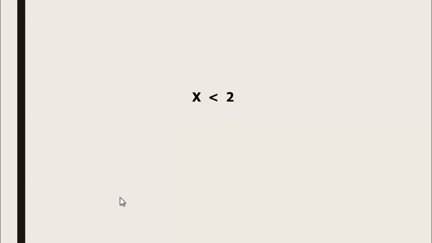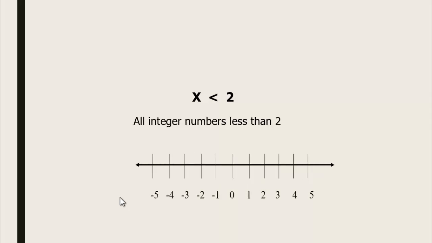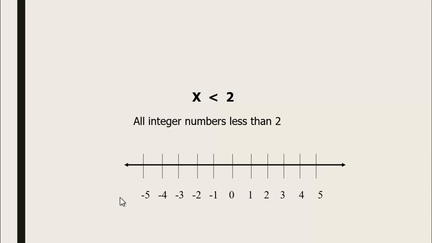Let's have a look here. When I say x is less than 2, this means I want all the integer numbers less than 2. Have a look here on the number line. Here is the 2. I want all integers less than 2. So I will have 1, 0, -1, -2, and so on.